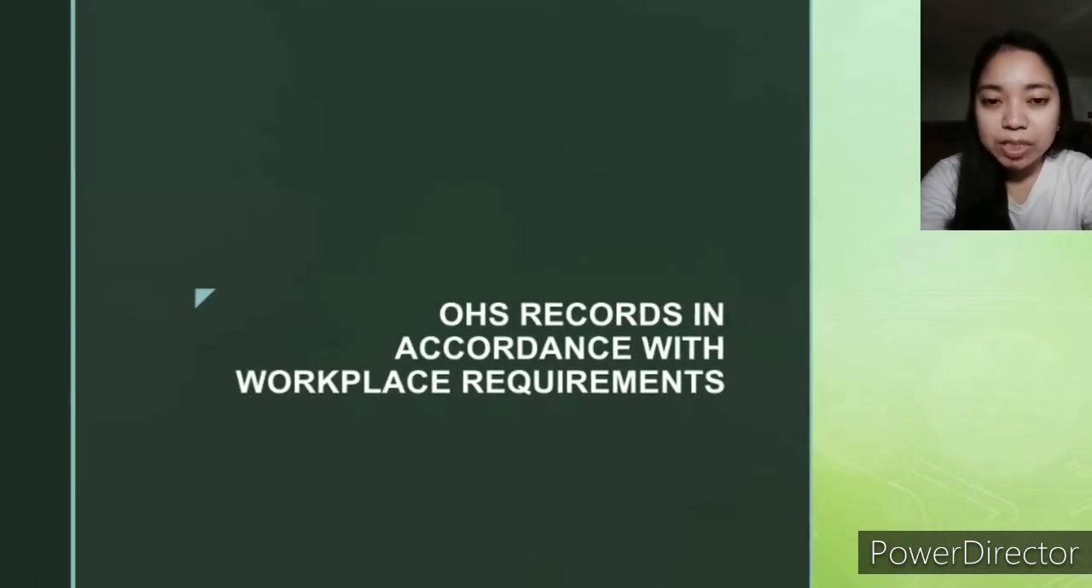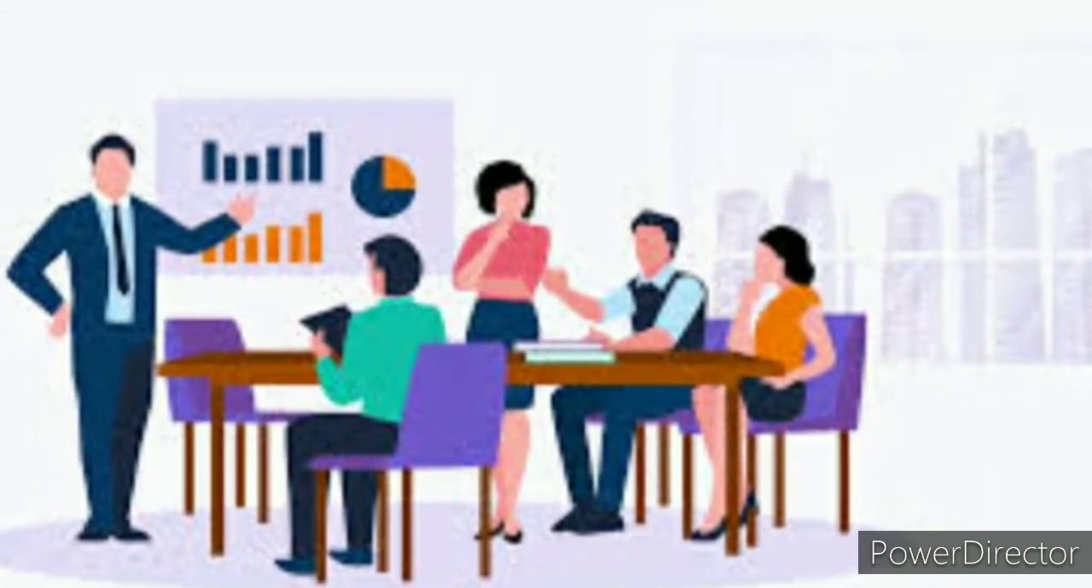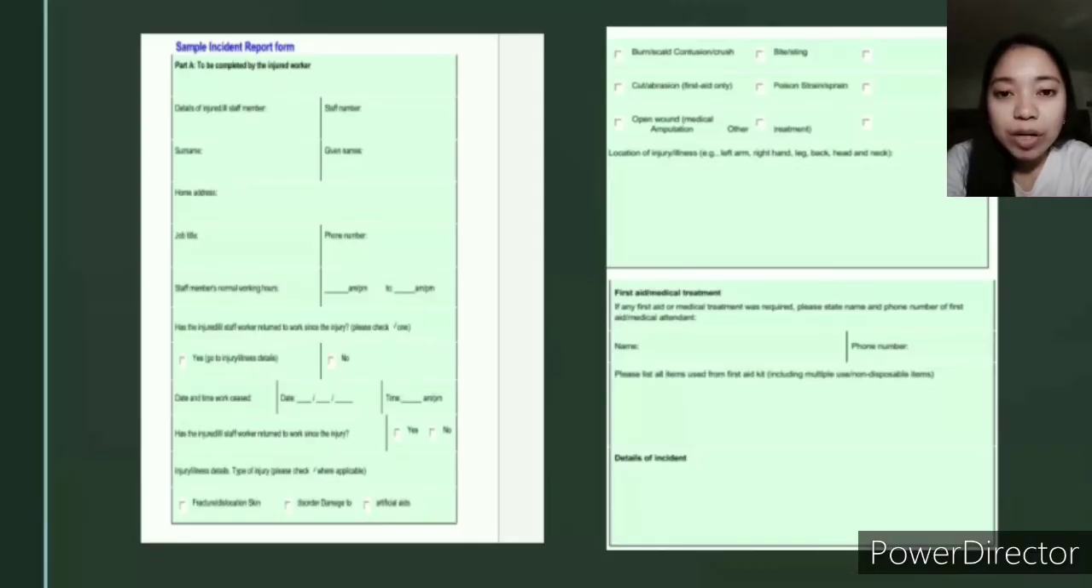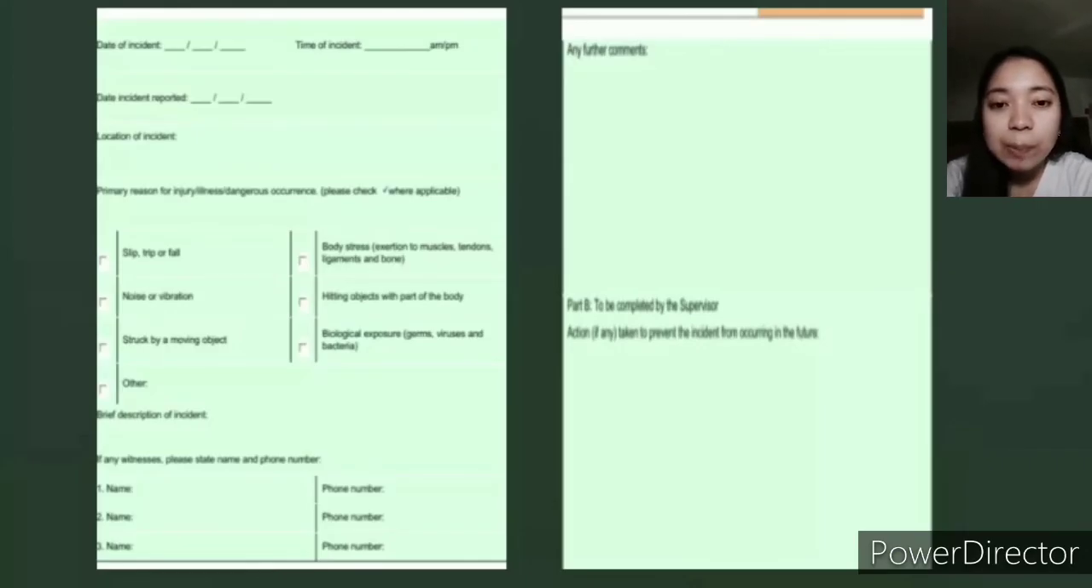I'm going to discuss the OHS personnel records in accordance with workplace requirements. It is all about keeping the records that help maintain an effective workplace health and safety management system. Records can help identify hazards and control risks before there is an incident which could cause injury or illness. Keeping records of the activities within the workplace makes managing health and safety easier.